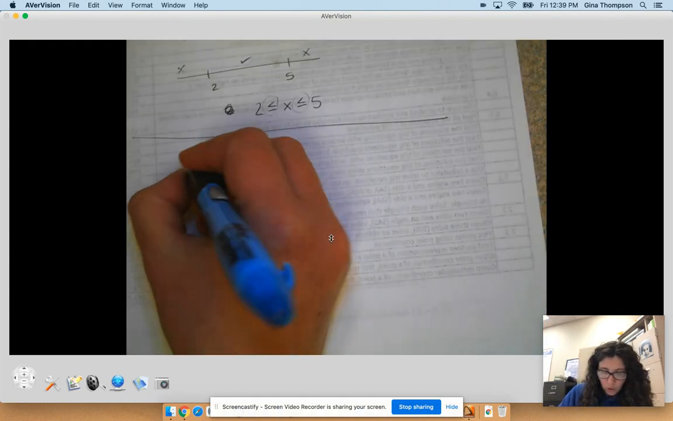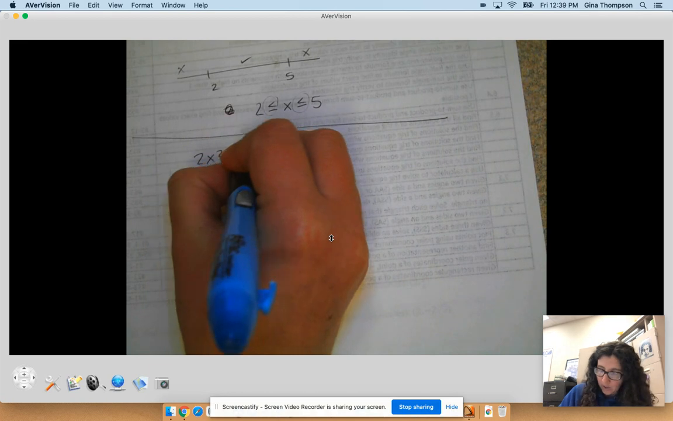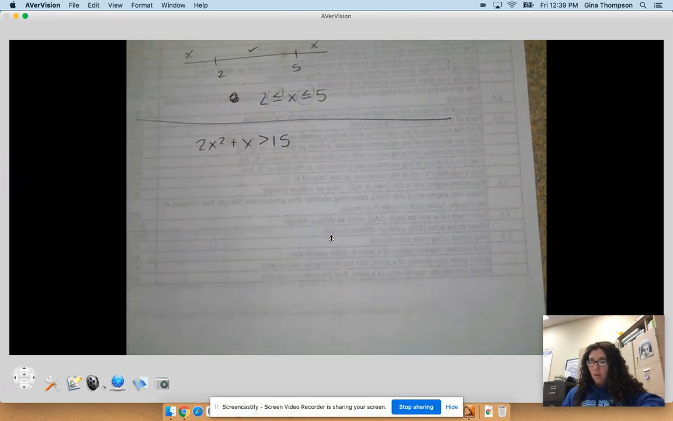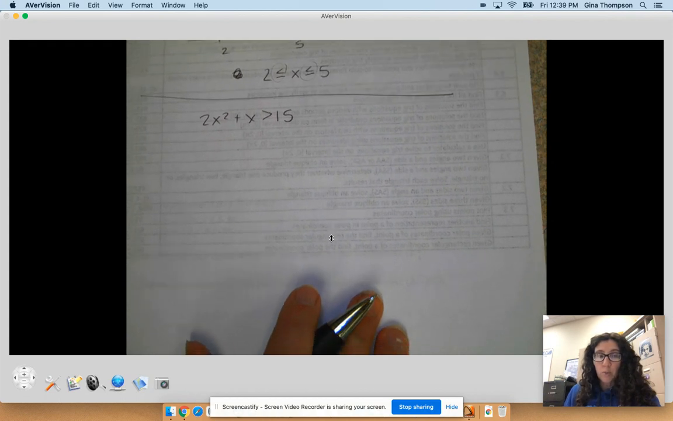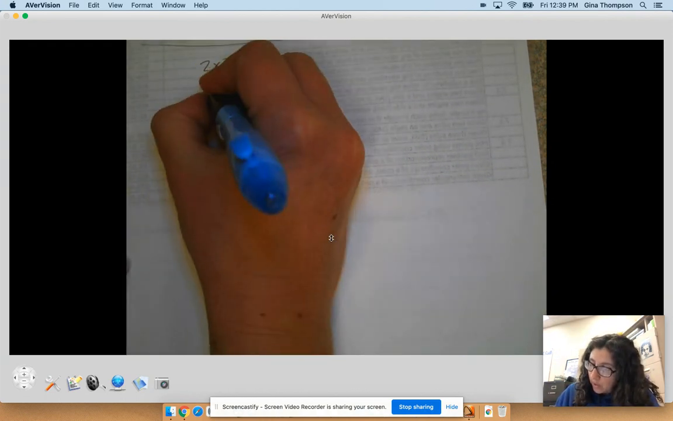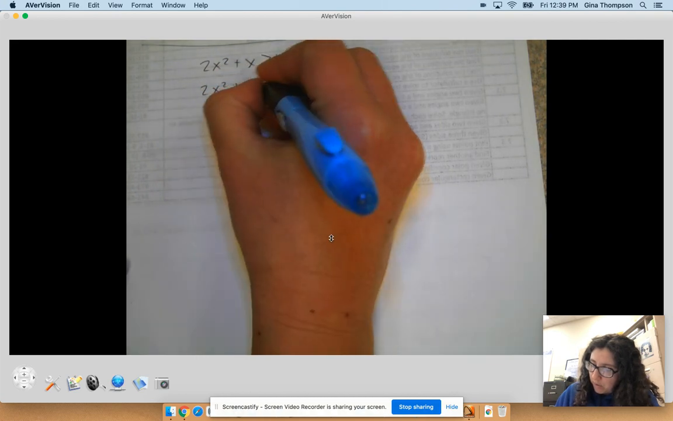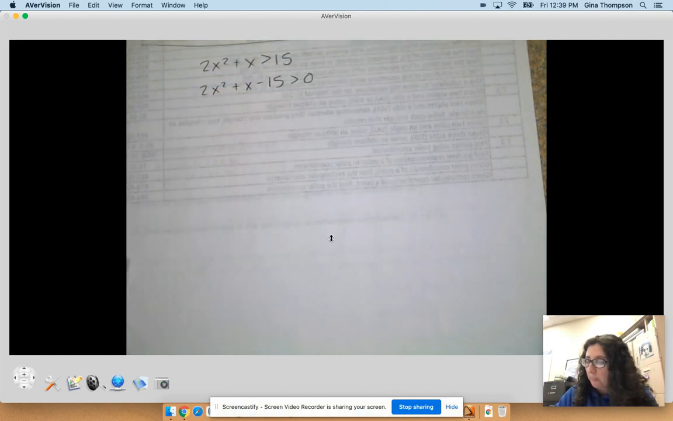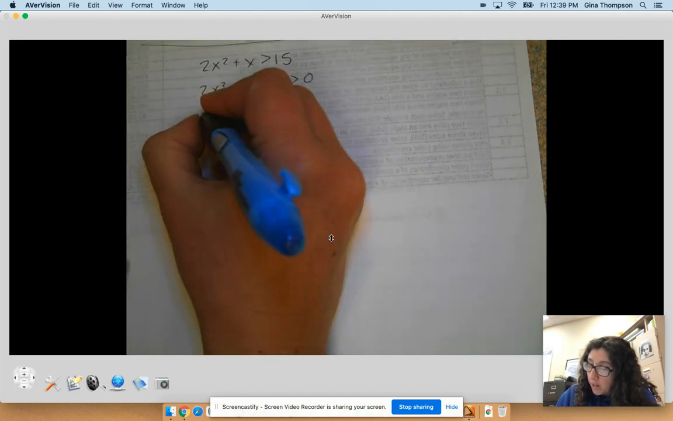All right, let's try another one. What if we have 2x squared plus x greater than 15? Okay, well, the first thing we need to do is get 0 on one side. So we'll bring 15 to the other side of the inequality. And now we will write an equation.